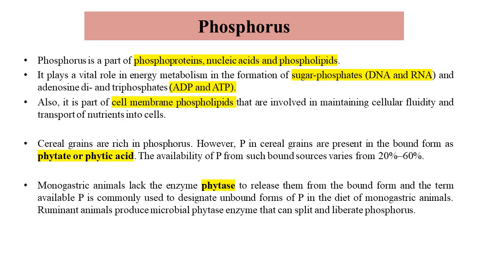However, P in cereal grains is present in the bound form as phytate or phytic acid. The availability of P from such bound sources varies from 20% to 60%. Monogastric animals lack the enzyme phytase to release them from the bound form, and the term available P is commonly used to designate unbound forms of P in the diet of monogastric animals. Ruminant animals produce microbial phytase enzyme that can split and liberate phosphorus.